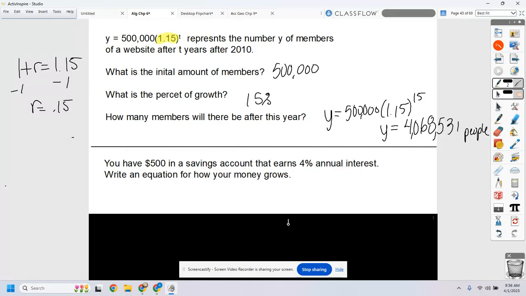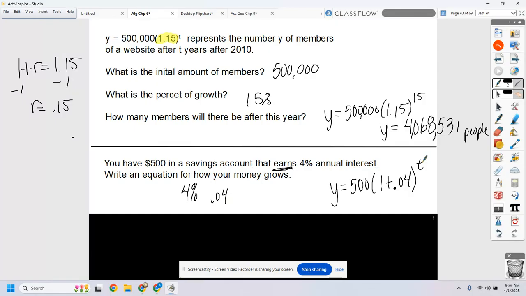So you're going to be asked to write equations in your homework today. So besides me giving you the equation, now you have to write it. So let's go write this one. I know I'm earning, so I'm increasing, I'm growing. So y equals my initial amount, $500, parenthesis 1 plus my rate. Well, my rate was 4%. 4% changed to a decimal is 0.04. And then to the power of t.